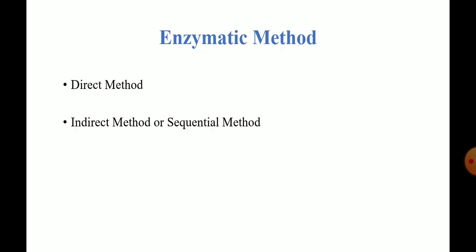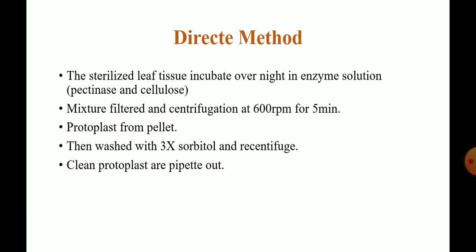Therefore, the second method is the enzymatic method. This involves 2 methods. The direct method involves a one-step process. The second is the indirect method, which is also known as the sequential method, and involves a 2-step process. First, the direct method.